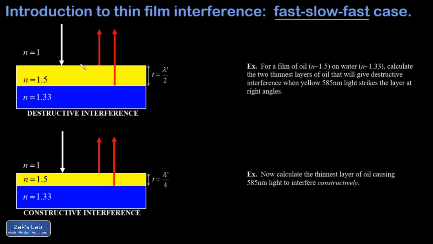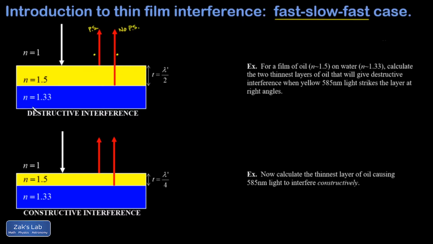That light ray reflects off of the air-oil interface, and that's the first reflection I've shown here. But the light also penetrates through the oil and then reflects off of the oil-water interface, and that's the reflection I've shown here. Because the first reflection happens at a fast to slow interface, that's phase shifted. I'll just write PS for that. But the second reflection happens at a slow to fast interface, that's not phase shifted, so no PS.